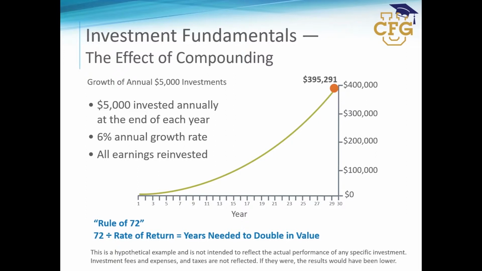The result is the number of years that it will take for the investment to double. So for example, if the expected annual rate of return on an investment is 3%, it would take about 24 years for the investment to double in value.